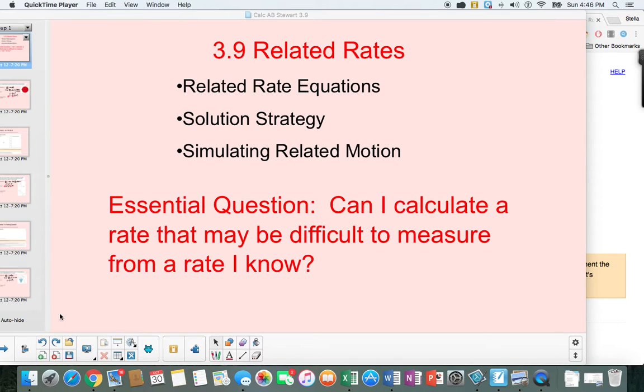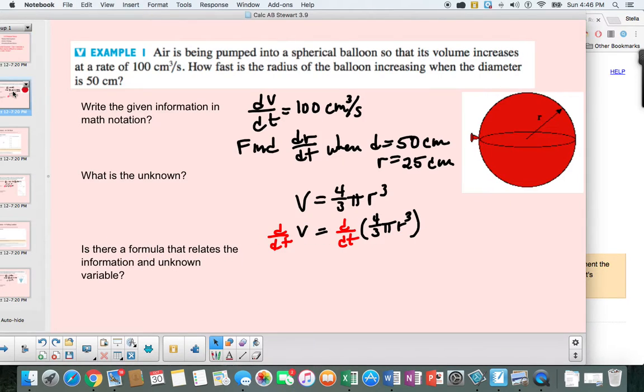3.9 Related rates. Essential question: can I calculate a rate that may be difficult to measure from a rate I know? Air is being pumped into a spherical balloon so that the volume increases at a rate of 100 centimeters cubed per second. How fast is the radius of the balloon increasing when the diameter is 50 centimeters?